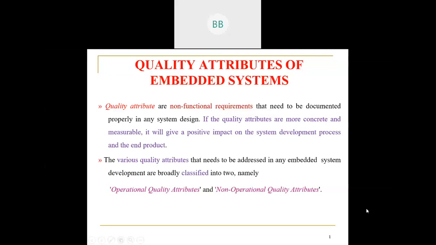In this session, I'll be explaining some of the quality attributes in the embedded system. Quality attributes are those that describe how well the system works, and it is also one of the quality deciding factors in an embedded system. There are two types of quality attributes. They are operational quality attributes and non-operational quality attributes.